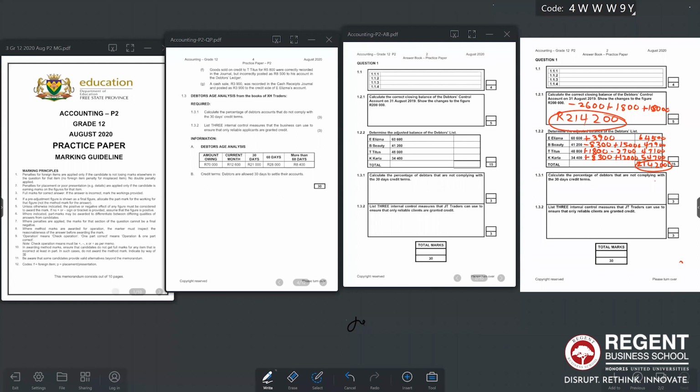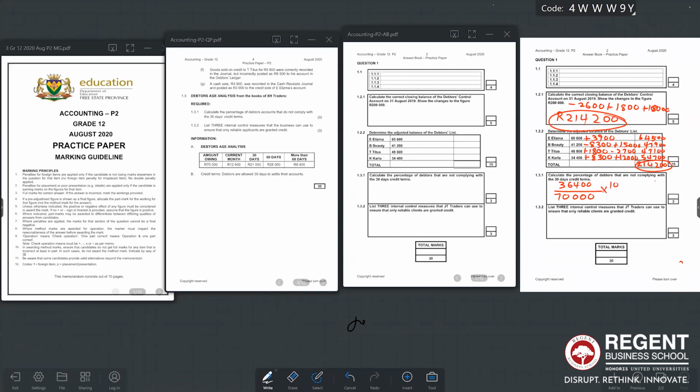So the 28,000 is not complying, and the 8,400. 28 plus 8 is 36,400. So to do your calculation, 36,400 do not comply. How I got 36,400 is the 28,000 plus the 8,400. Take that and put it over how much was our total amount owing by debtors? 70,000.